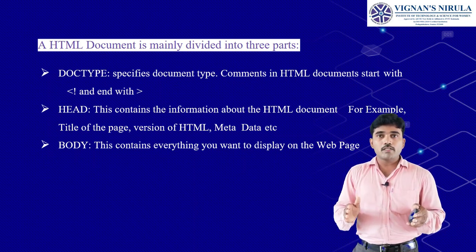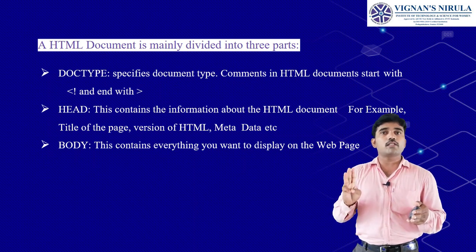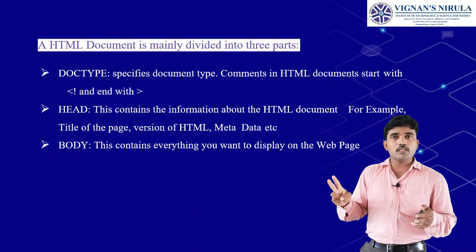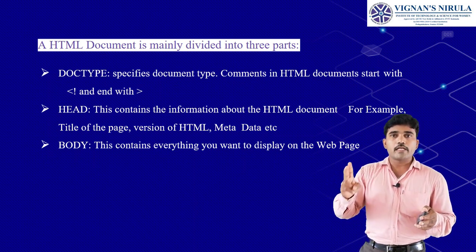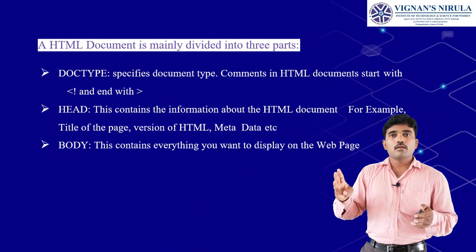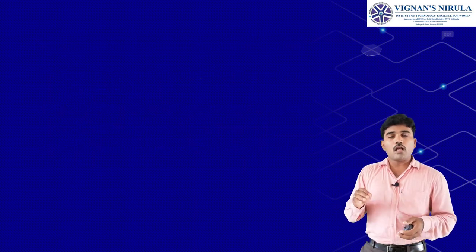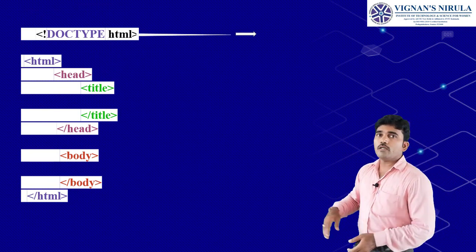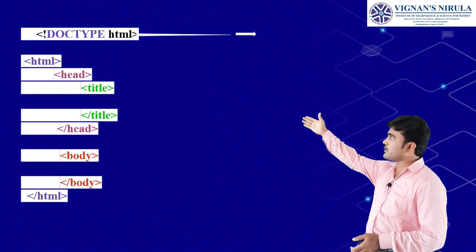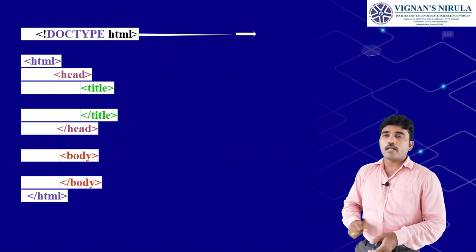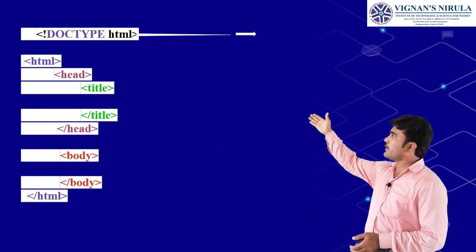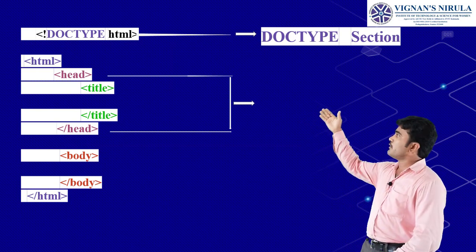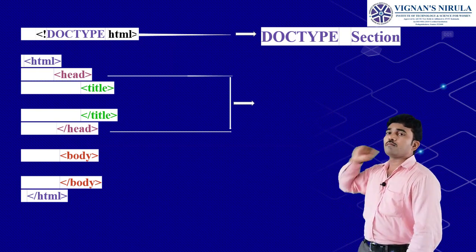Students, understand that majorly we have 3 sections over there. The first one is the document type section, and the second one is, what is the second one? Head section, and the third one is body section. And now I am going to represent all those 3 sections in a diagrammatic format here. So if you observe, what is the first section, students? Actually it is DOCTYPE followed by HTML, and it means simply that it is the document type section.